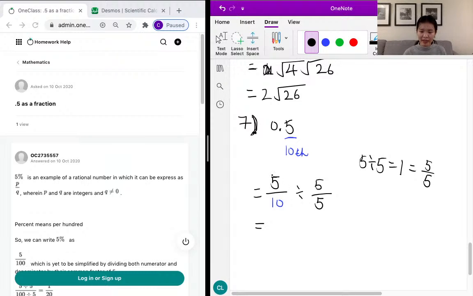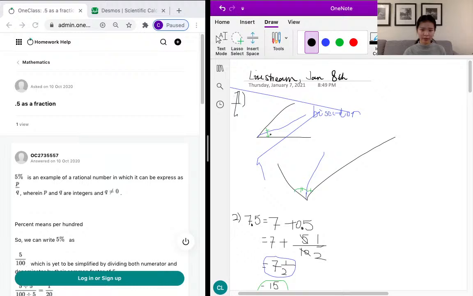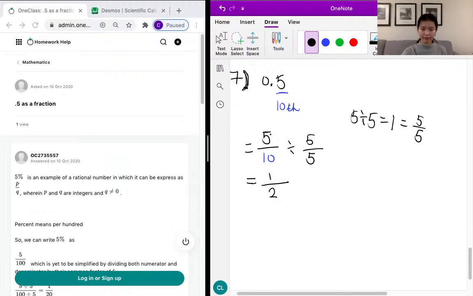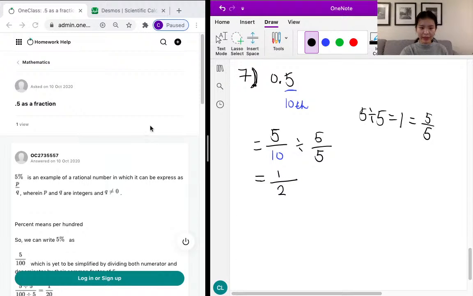Okay, so we're dividing the top by 5, and 5 over 5 is 1. We're dividing the bottom by 5, and 10 over 5 is 2. So our simplification here is 1/2, and 0.5 as a fraction is just 1/2. Cool, and that completes our solution over here.